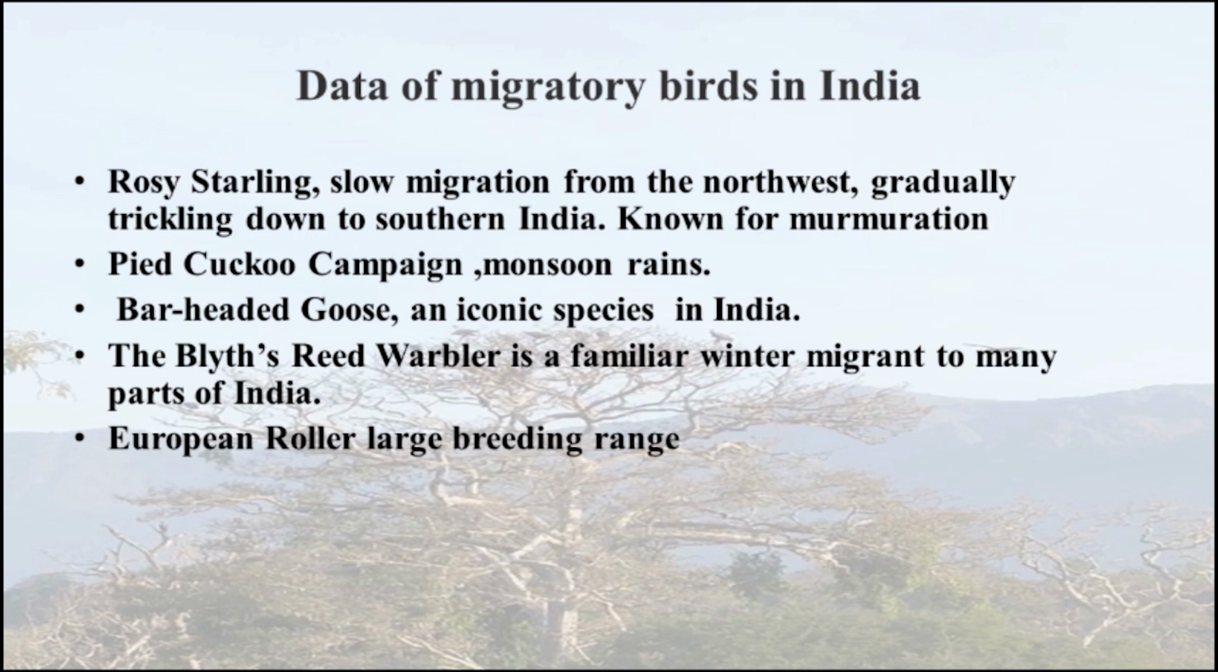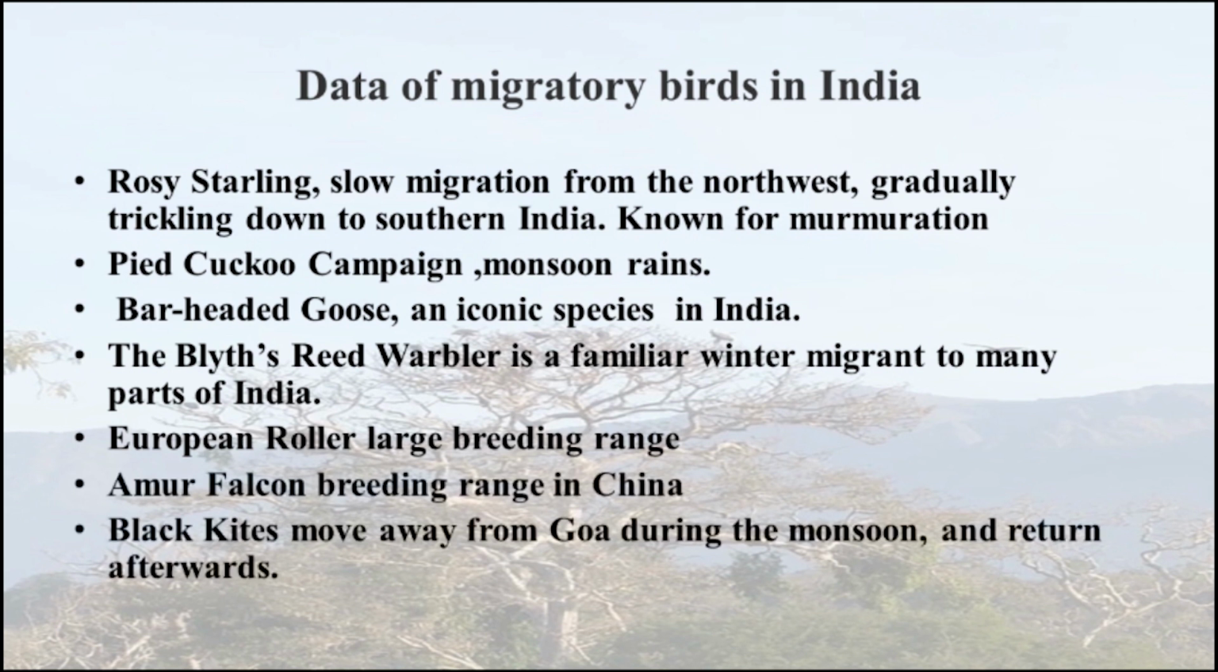European rollers have a large breeding range, with the western birds migrating straight south and the eastern populations passing through India before making the ocean passage to Africa.